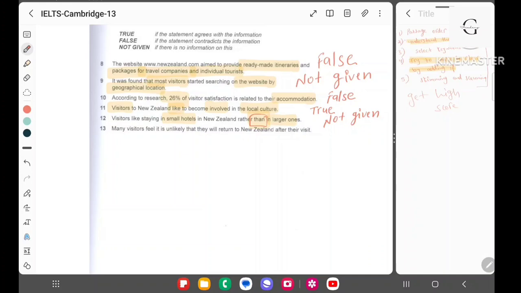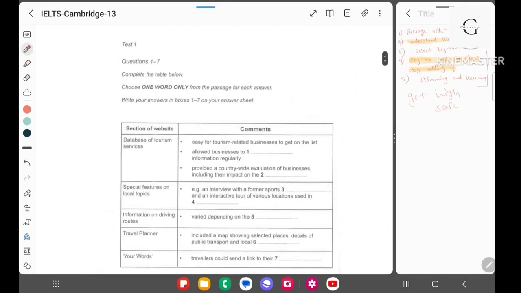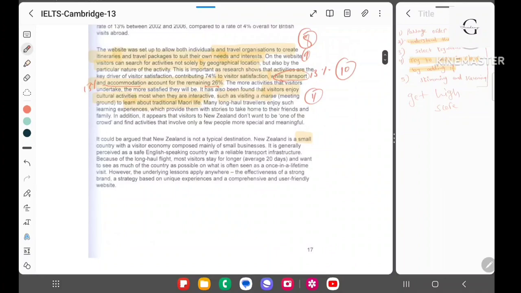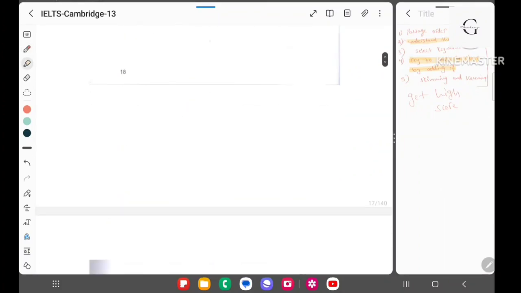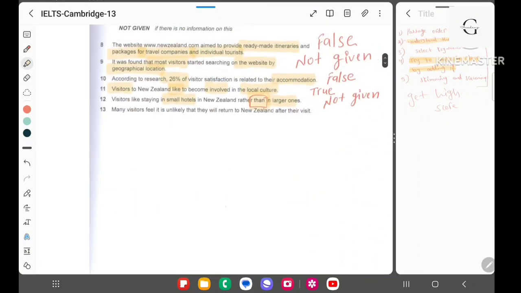अगर वो ऐसा नहीं सोचते थे कि या दे कैन कम अगेन देयर, सो द आंसर विल बी फॉल्स. अगर उन्होंने इन चीज़ों के बारे में बात नहीं कर रखी है अबाउट द रिटर्न टू द न्यूजीलैंड, सो द आंसर विल बी नॉट गिवन. सो लेट्स हैव अ लुक. So my keywords here are, visitor feeling about returning to New Zealand.